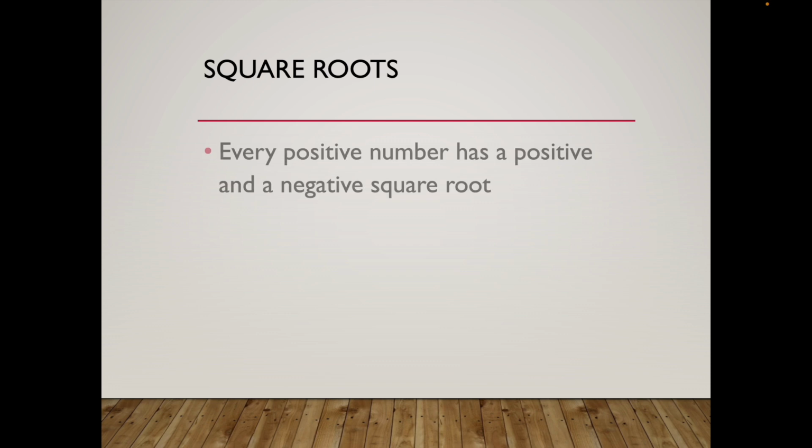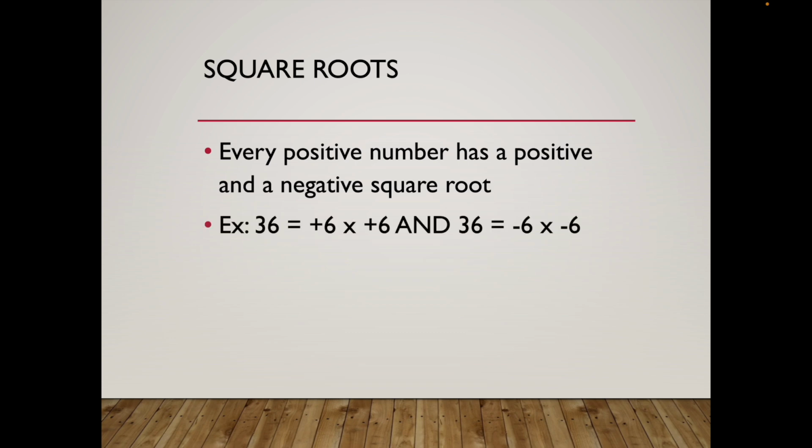Let's move on and talk about square roots for a second. First, you should know that every positive number has a positive and a negative square root. For example, 36 is the same thing as 6 times 6, but it's also the same thing as negative 6 times negative 6. This is very important for you to know, especially when you are going to do more complicated algebra with variables.